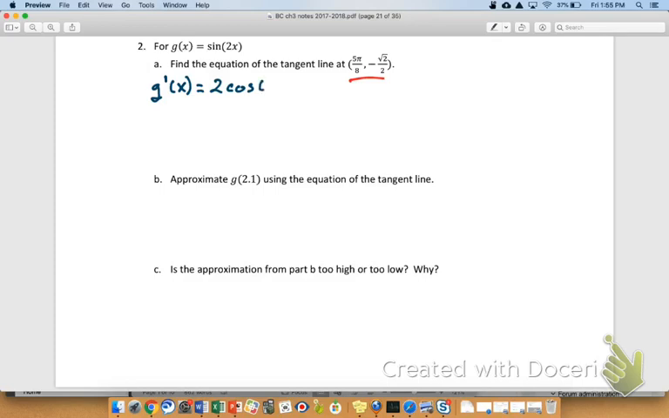Yep. Very good. And this is good because some folks still struggled with this a bit last year. Isn't this the slope of the tangent line for any x value? And we don't really care about any x value. We are most interested in our point of tangency. So I need to plug in that value. So it'd be g prime of 5 pi over 8 equals 2 cosine of 2 times 5 pi over 8. And of course, 2 times 5 pi over 8 is really 5 pi over 4, right? Okay, so then what's the cosine of 5 pi over 4? Unit circle, don't fail us now. Come on.